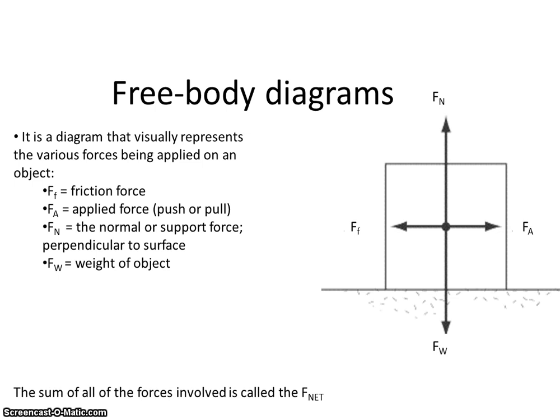So the normal force, which is the support force, and the weight force, provided by the gravitational attraction on the object, will be equal in all the examples that we'll discuss. However, the other two forces, the applied force, the push or the pull, and the friction forces may be equal, or they may be different. We'll look at several examples.